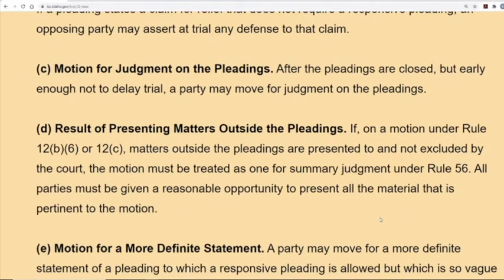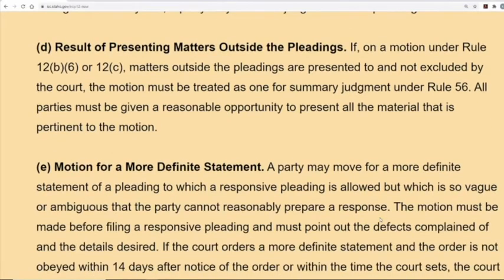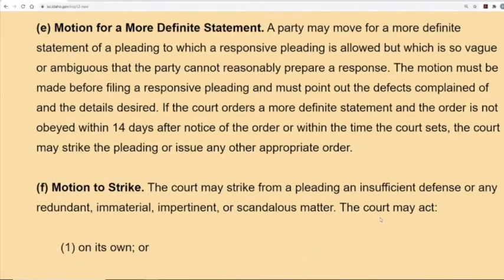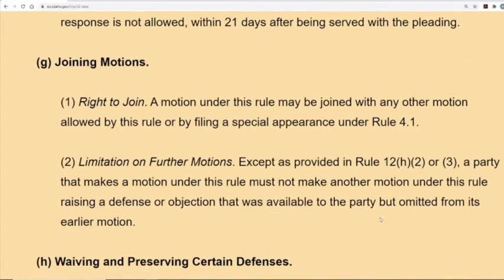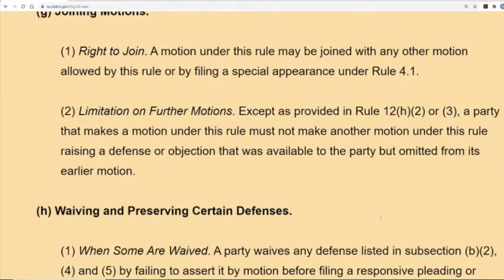Now, after the pleadings are closed, but early enough not to delay trial, a party may move for judgment on the pleadings, default judgment, or summary judgment. Right? And of course, we need to interject here that we know damn well they're never going to grant it. But that doesn't mean you don't ask for it, because the court's going to say, well, they never asked for it in the courtroom. The legislature's going to pick it up and go, bullshit, I'm looking right at it. So this is why we again say establish your record.